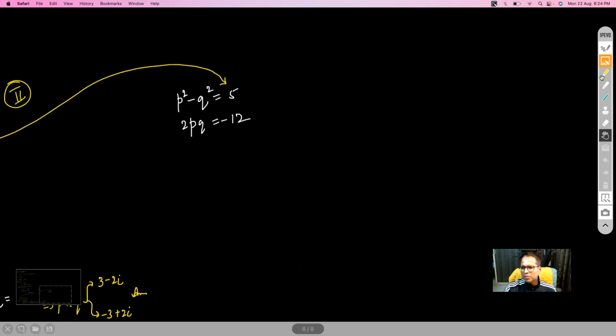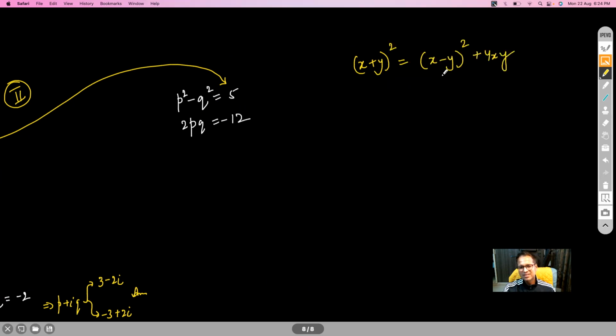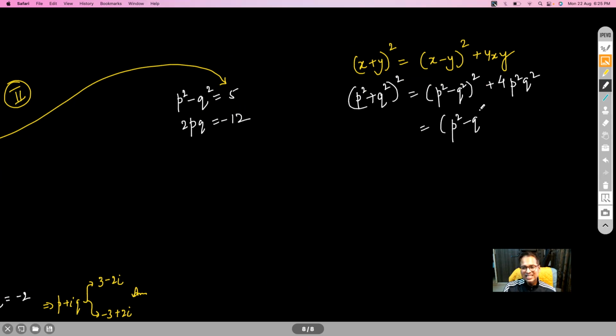Most of you would have done this formula in your basic, I would say class 10th maybe. Have you all done this formula? x plus y the whole square is x minus y the whole square plus 4xy. Okay. In this formula, put your x as p square and put your y as q square. So can I say p square plus q square whole square can be written as p square minus q square, whole square, plus 4 p square q square, which is like writing this. Yes or no?